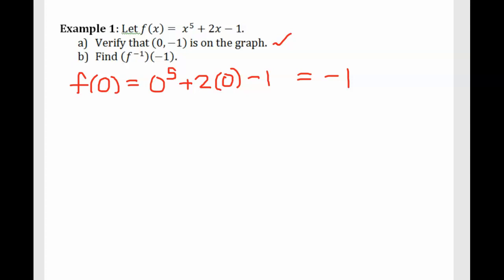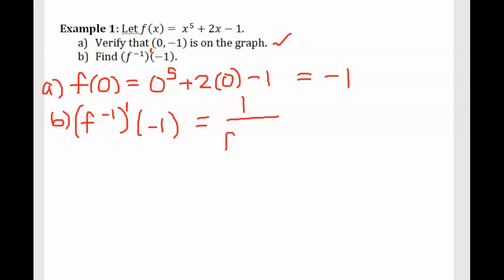So part B asks me to find f inverse prime at negative 1. So I am looking for the inverse derivative at negative 1, which in my formula is kind of like saying 1 over f prime of the original point flip-flopped. So if this is negative 1 on my derivative inverse, then that's like 0 on my original.